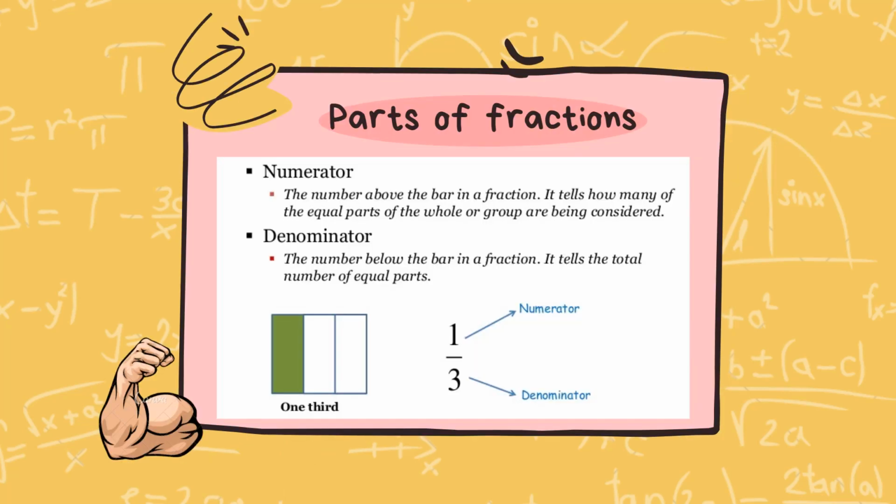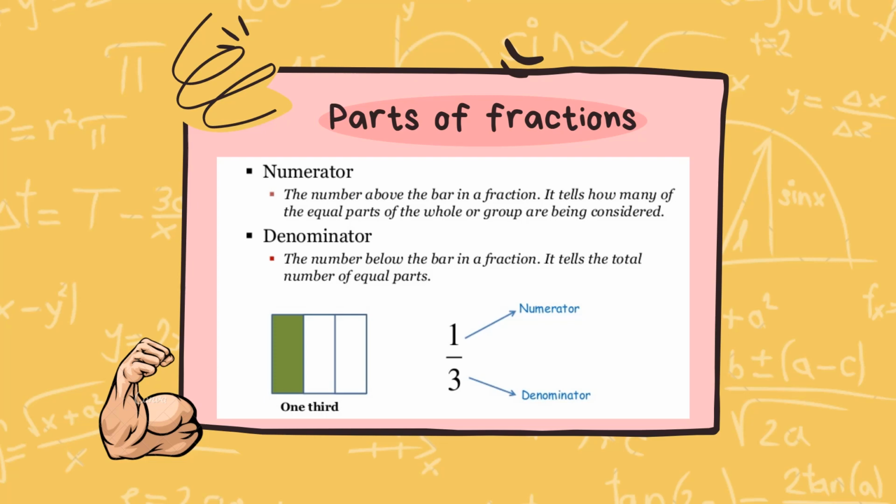Parts of fraction. We have two parts of fraction: numerator and denominator. Yung numerator is the number above the bar in a fraction. It tells how many of the equal parts of the whole or group are being considered. And yung denominator naman is the number below the bar in a fraction. It tells the total number of equal parts.